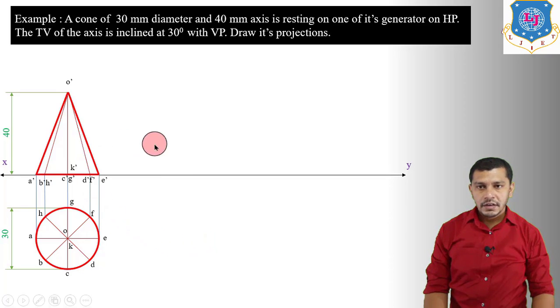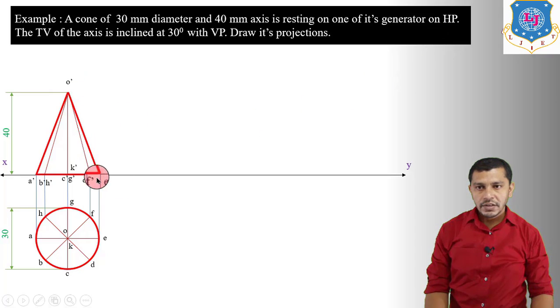So now let's derive the second stage, and in the second stage we have to take one of the generators on HP. So we will show this condition, resting on HP on one of its generators. So we will take this generator O dash E dash on the XY reference line if we want to derive this condition, generator on HP.